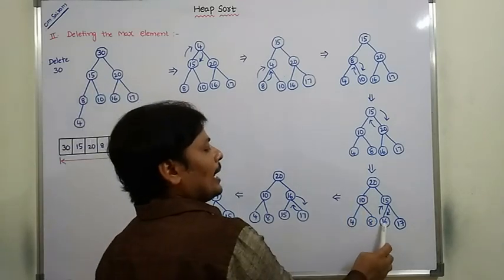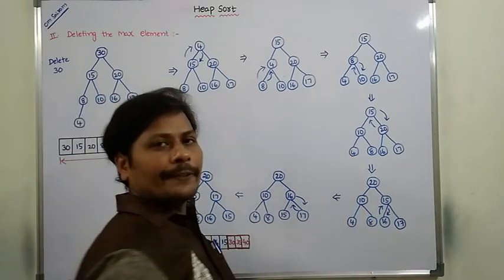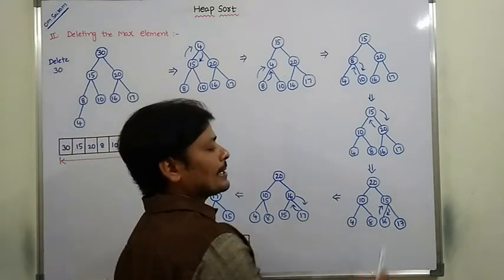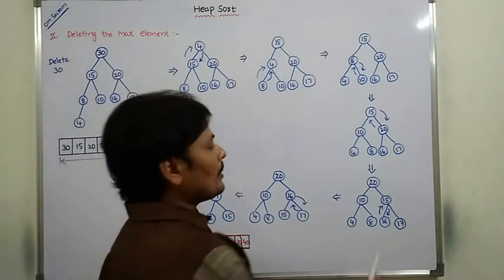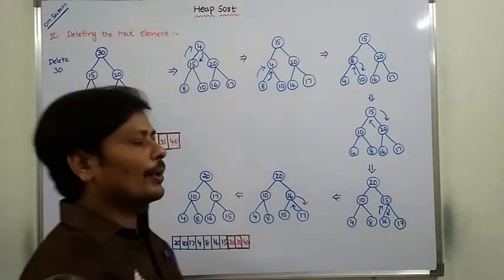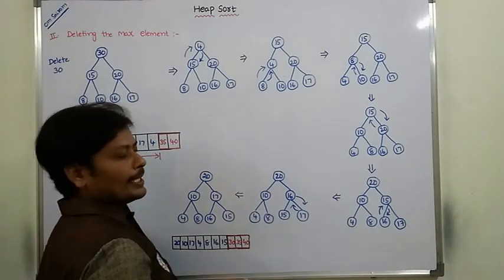Next, 16 and 17 have the parent 15. So 15 is greater than 16? False. So then swapping can be done. After swapping we are getting this one.